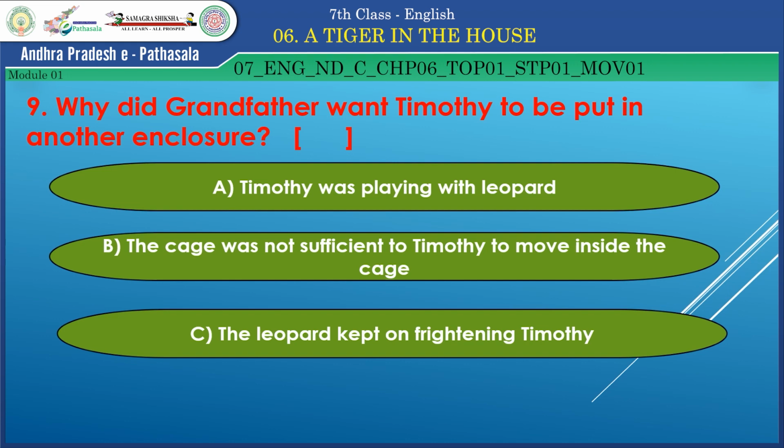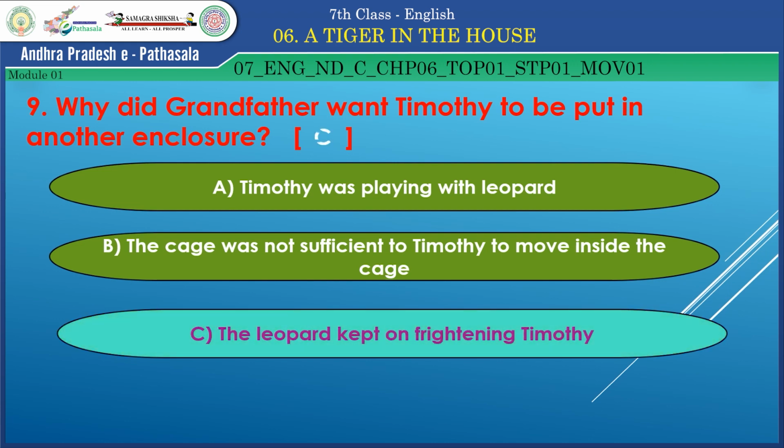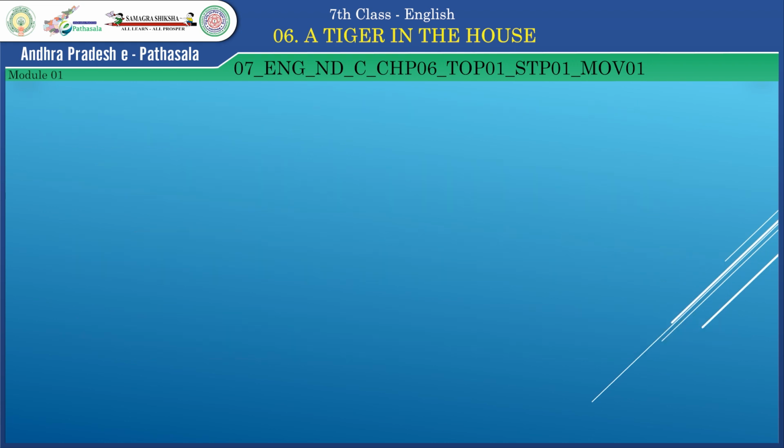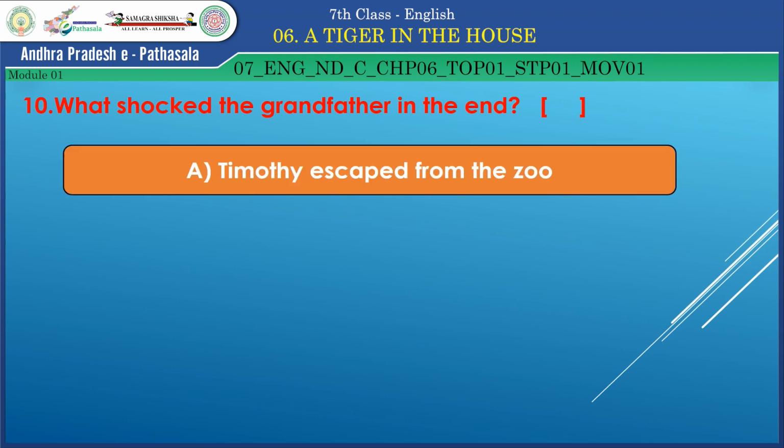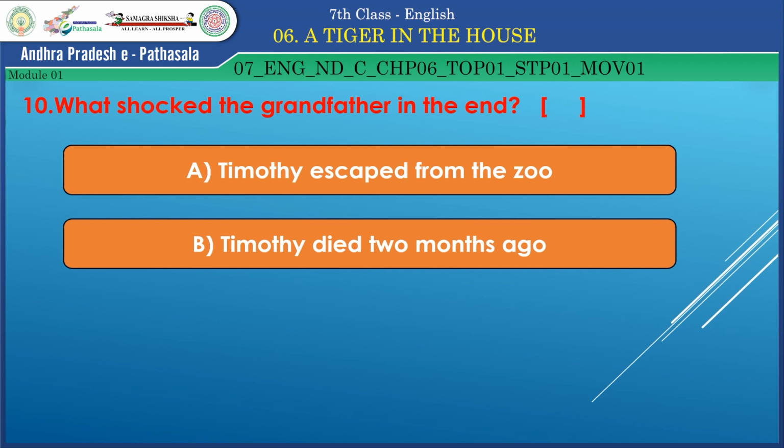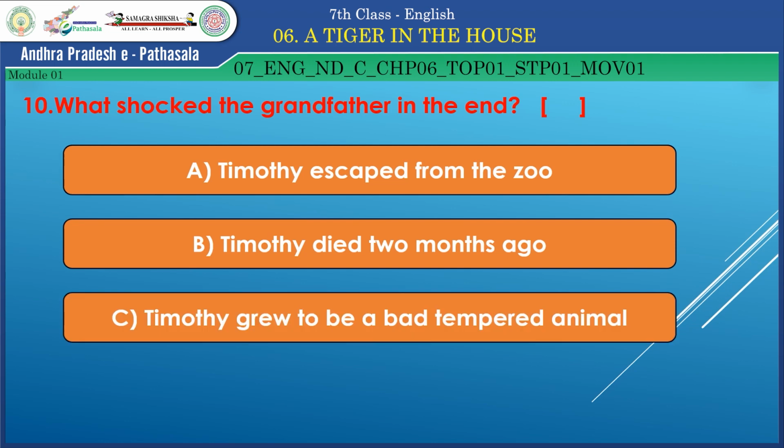What is the correct answer? Can you guess? Yes, you are right. The answer is option C. Question number 10. What shocked the grandfather in the end? Option A. Timothy escaped from the zoo. Option B. Timothy died 2 months ago. Option C. Timothy grew to be a bad-tempered animal.